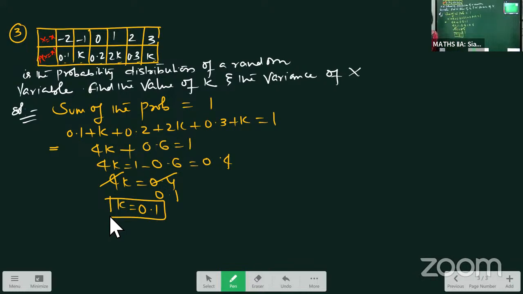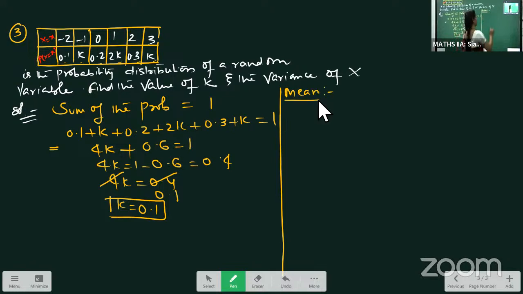Clear? Now we have to go for the variance. Before going to the variance, we need the mean. Directly we can't find the variance. We should go through the mean only. So first let us go for the mean. How to find the mean of this? What is the formula? Yesterday I gave that: sigma i is equal to 1 to n, xi into p of x is equal to xi.